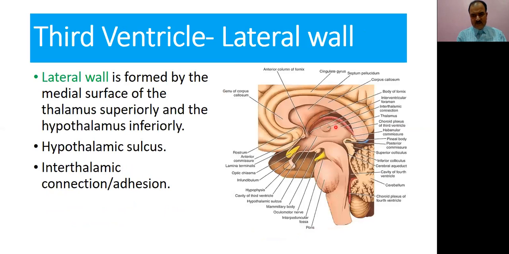Lateral wall. What you are seeing here is the thalamus, interthalamic sulcus, hypothalamic sulcus, and the hypothalamus. Over this lies the third ventricle. The lateral wall is formed by the medial surface of the thalamus superiorly and the hypothalamus inferiorly, and there is the hypothalamic sulcus. You can see this center part, called the interthalamic adhesion or connection, which connects the two thalami or the two sides.